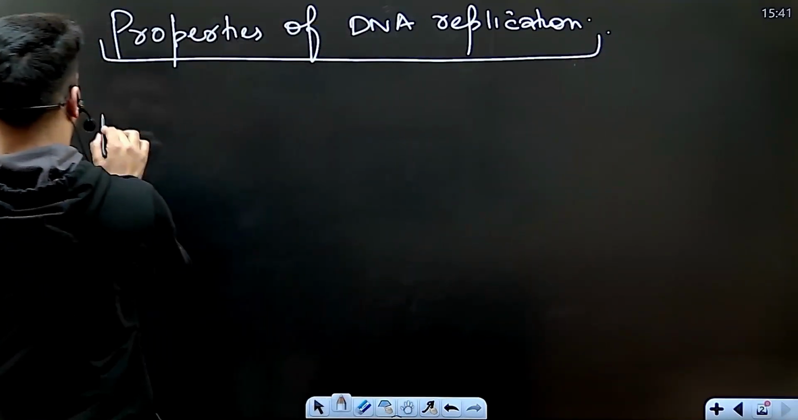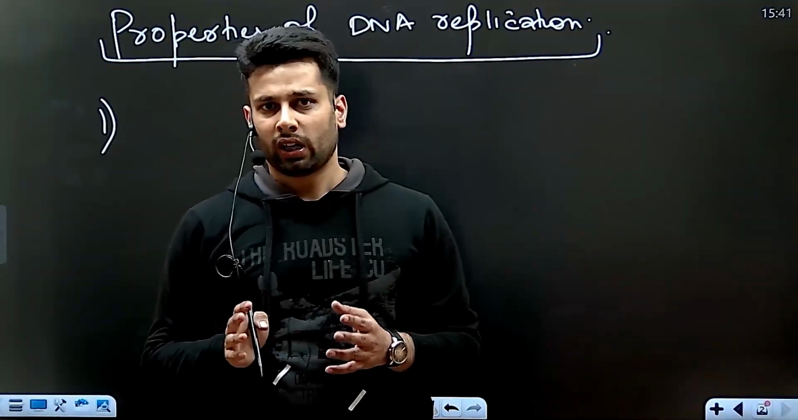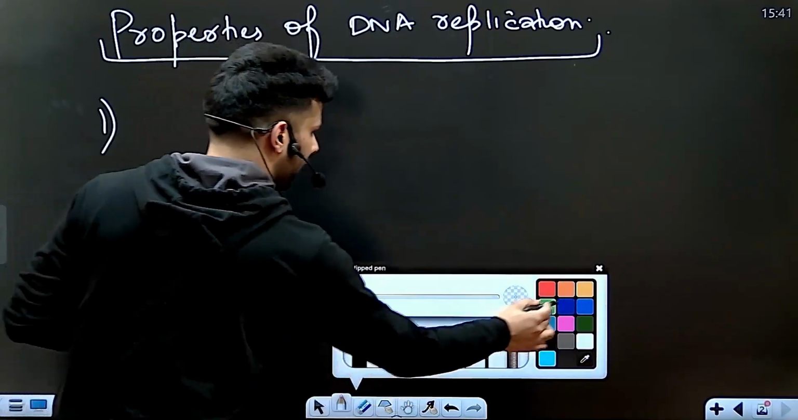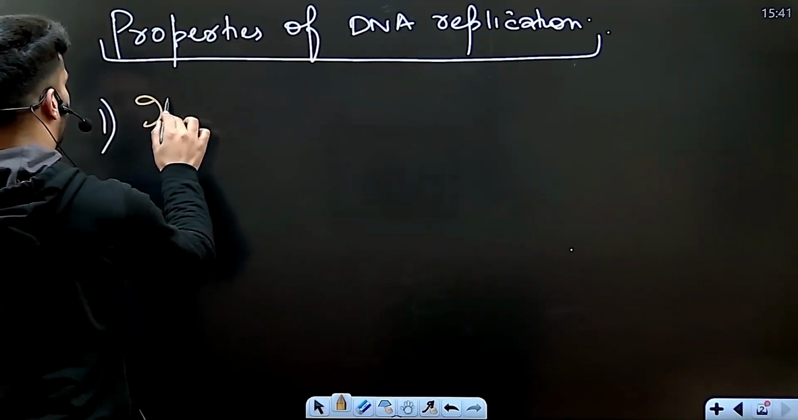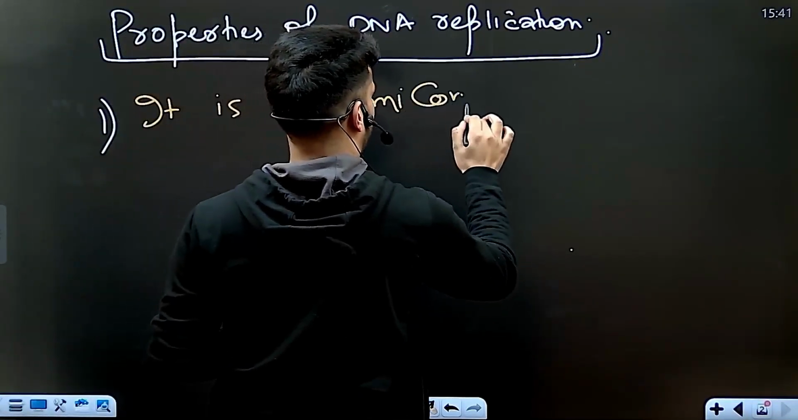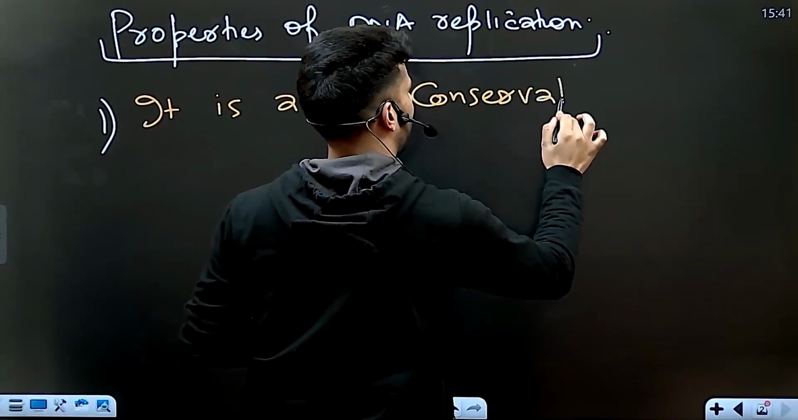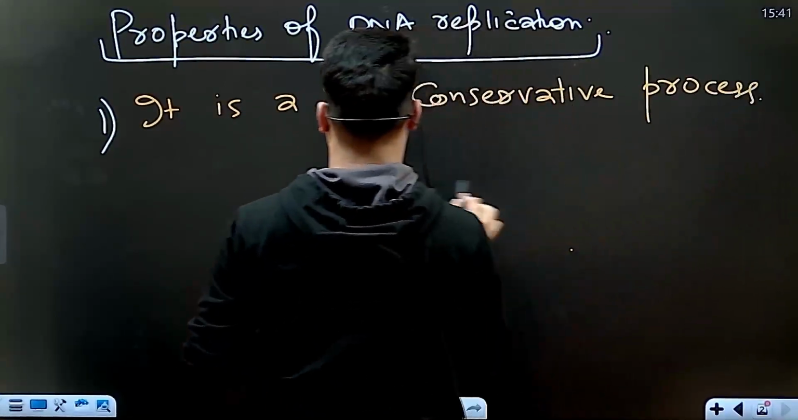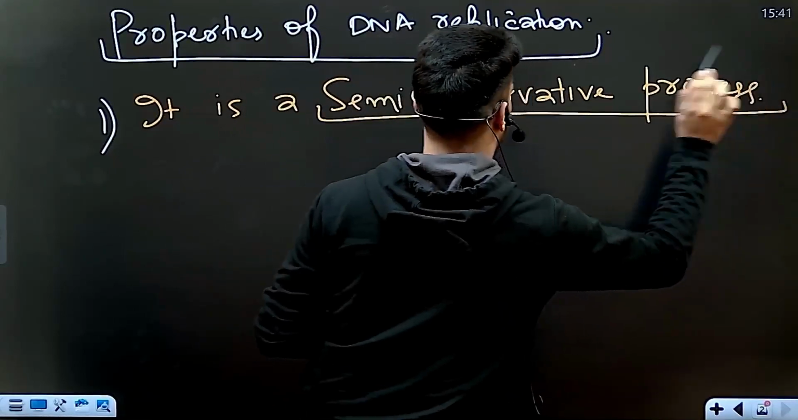The first property of DNA replication is that it is a semi-conservative process. What do we mean by a semi-conservative process, or by its semi-conservative nature?